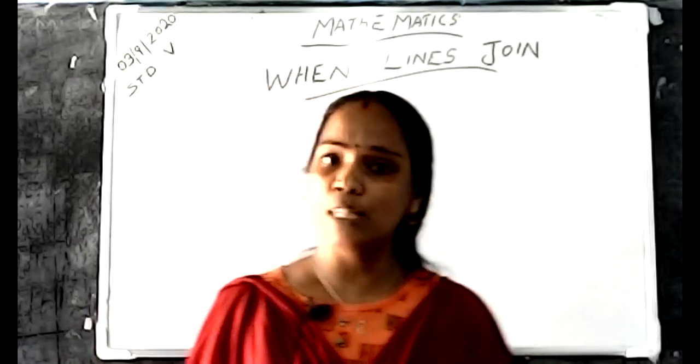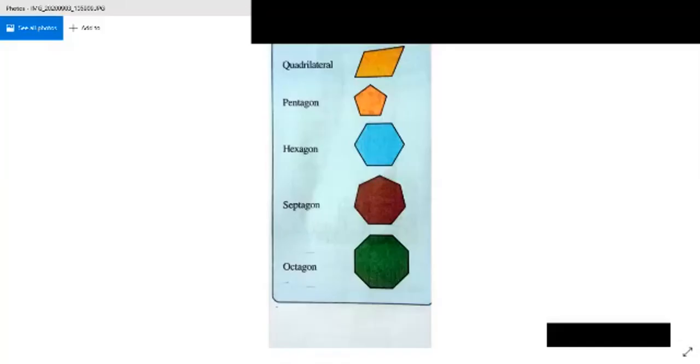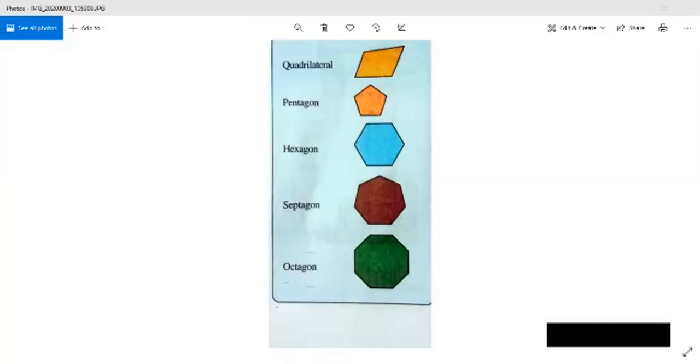Your textbook also has these figures. What is the first figure? Quadrilateral. We want to study the spelling also. What is special about that shape? How many sides does it have? Four sides. Are the four sides equal or not? No, the opposite sides are equal. It has four sides. That closed shape is called a quadrilateral.